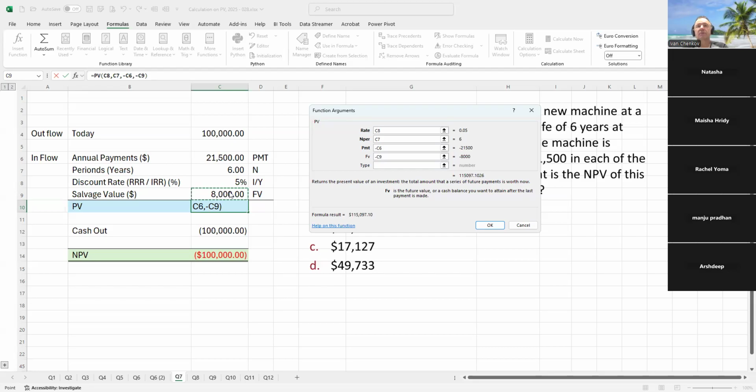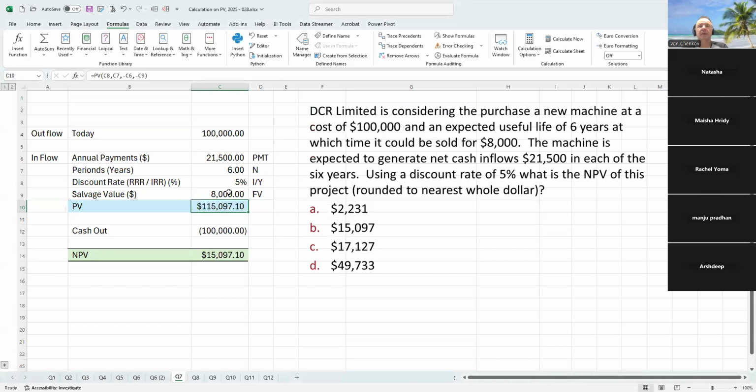So how much is this going to be worth today? 115,097. So what does that mean? That means that we're reaching the 5% return. Make sense? Yes. Shall we invest here or not? Definitely invest. Why? Because we're reaching 5%. Correct? Okay, correct. Great, so let's keep going with the slides.